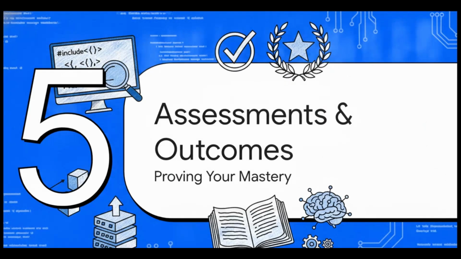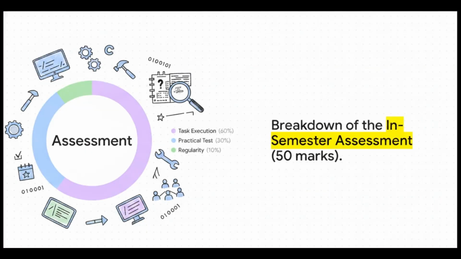Section 5. Assessments and Outcomes. Proving your mastery. So, how does the apprentice actually prove their mastery? Well, the course uses a pretty strict 100-mark evaluation scheme. For the 50-mark in-semester assessment, the crucial thing to note is that half your grade heavily rewards practical, hands-on building. You literally get 30 marks just for executing the minimum 12 tasks we've been discussing. Then there's 15 marks for a practical test, which tests your logic building and error rectification on the spot, and 5 marks for your regularity and active participation.